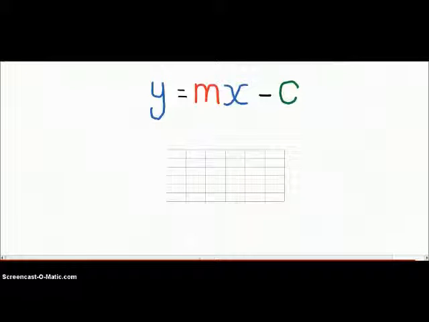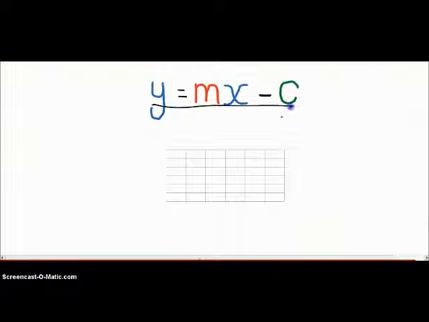Hello everyone! Today we're going to look at graphing linear equations. A linear equation is an equation with two variables that we plot on a graph. It looks like a straight line.